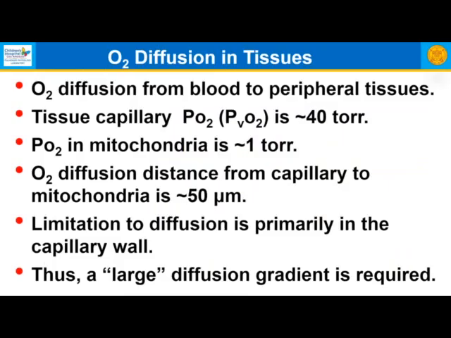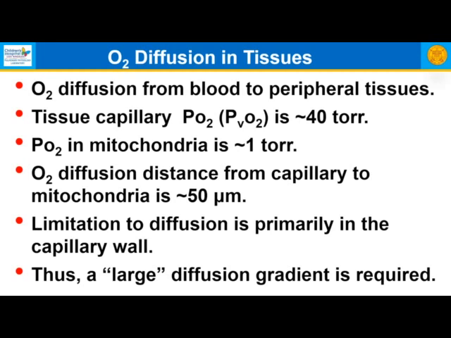O2 diffusion in tissues. We haven't really thought about this. We've thought about O2 diffusion in the lungs. But oxygen needs to diffuse from blood to peripheral tissues. So the tissue capillary presumably has a PO2 that's equal to mixed venous, that is about 40 torr. PO2 in the mitochondria is estimated to be about 1 torr. The diffusion distance from the capillary to the mitochondria is about 50 microns. So limitation of diffusion is primarily in the capillary wall.